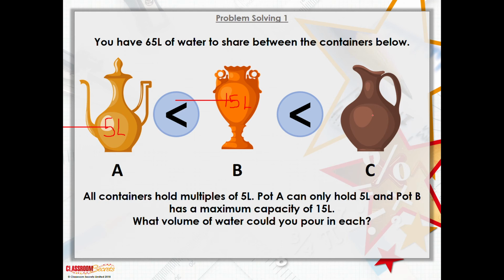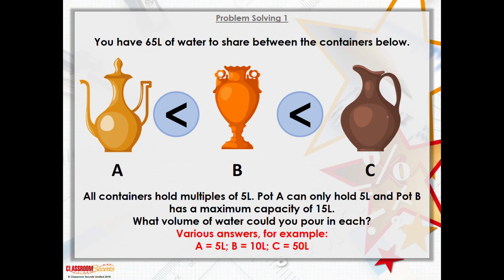Okay, pause the video, have a think, maybe write more than one option down. So in container C, for example, we could have 20 litres because that is more than 15 and it is a multiple of 5. So they've got down here, A being 5 litres, B they put as 10, and then C would have to be anything more than 10.